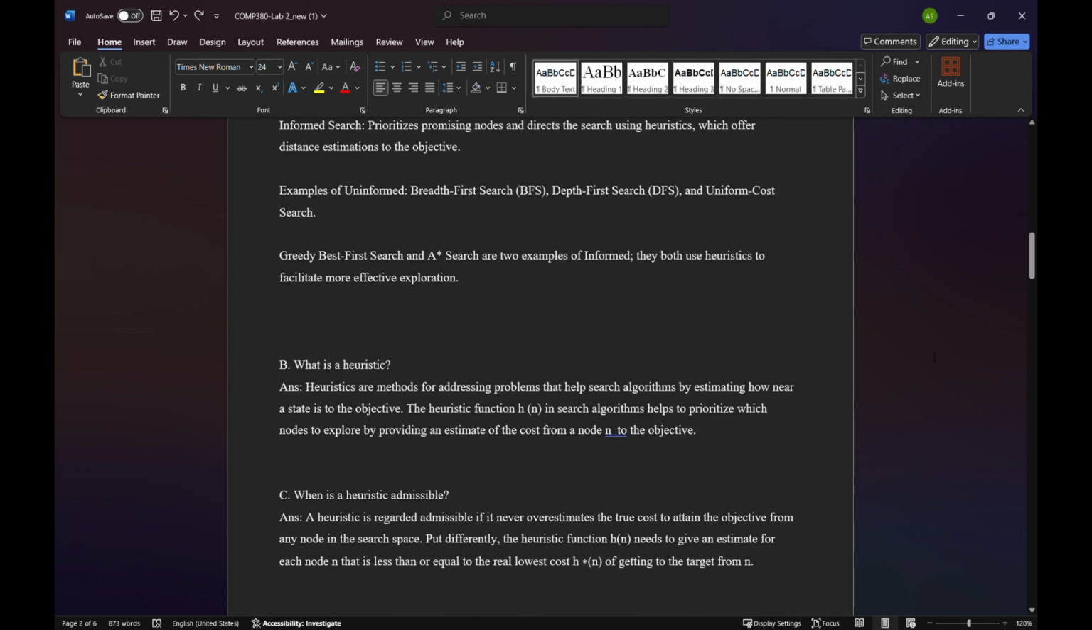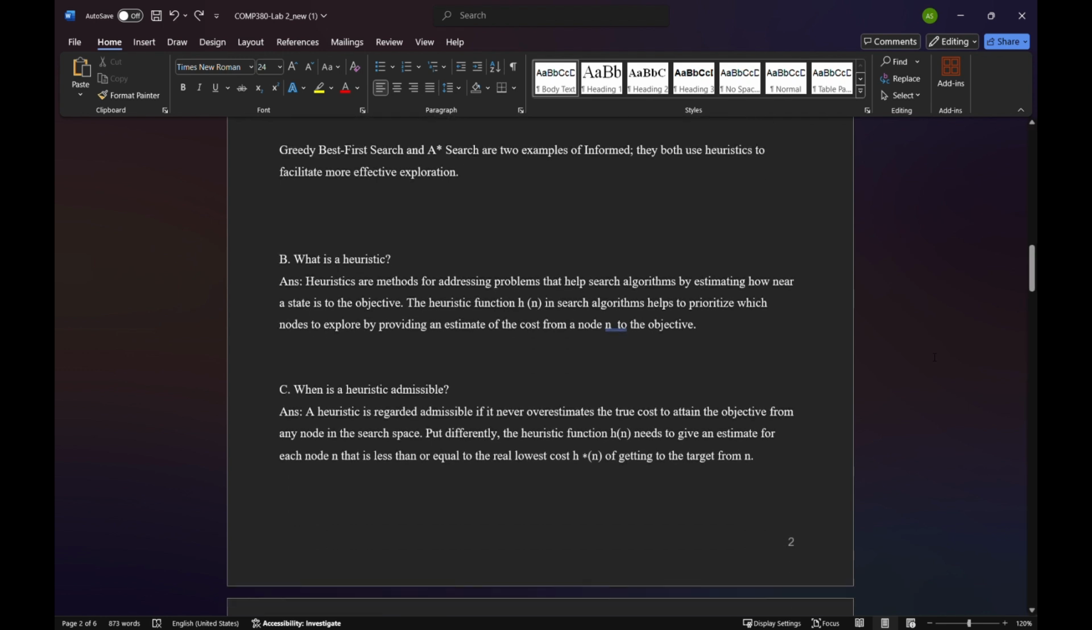For the second question about the heuristic definition, it sums up to being a method that helps to solve problems by giving an estimate of how close you are to the goal. In search algorithms, the heuristic function h of n helps to decide which path to take by estimating the cost to reach the goal from a specific point.